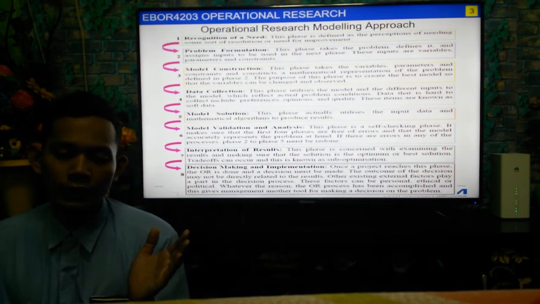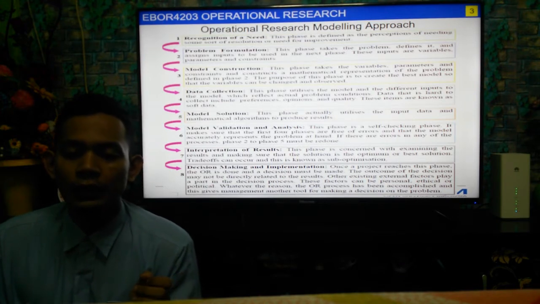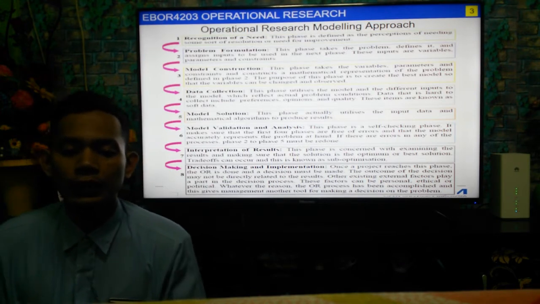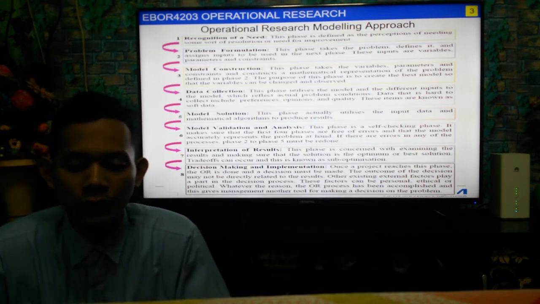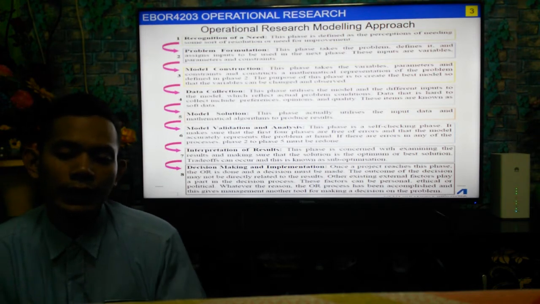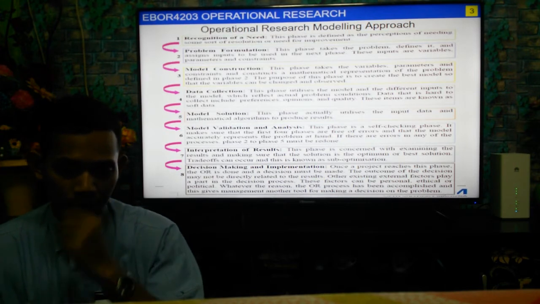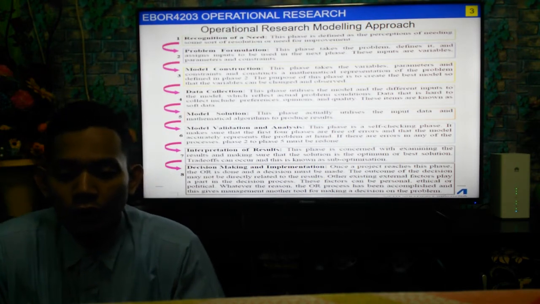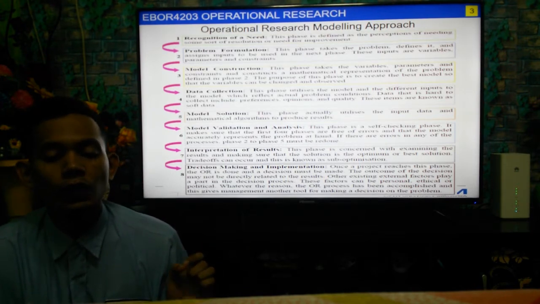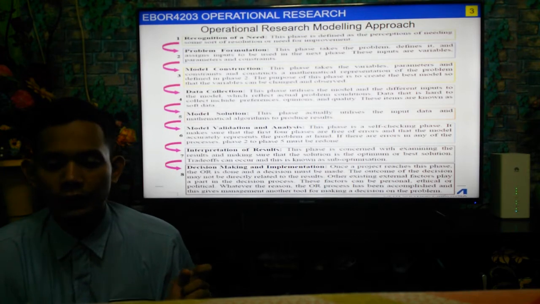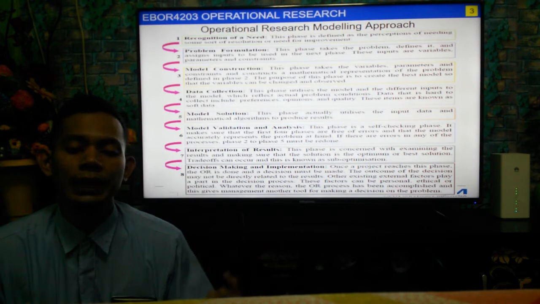The fourth is data collection. In data collection, we utilize the model with different inputs which reflect the actual problem condition. The fifth phase is model solution. This phase utilizes the input data and a mathematical algorithm to produce a result. The sixth phase is model validation and analysis. This is the self-checking phase, which makes sure that the first 4 phases are free of error. If there is an error, then phase 2 until phase 5 need to be redone.